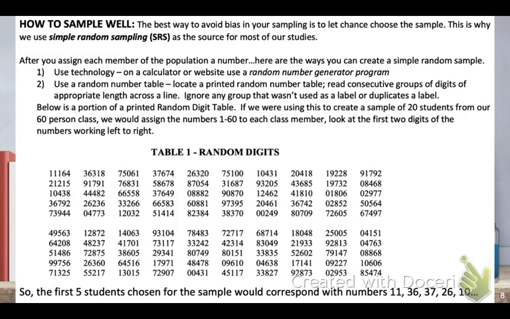So the first 5 students chosen for the sample would correspond with the numbers 11, and then we move to the next column, 36, and then we would skip 75 because we only have 60 in our group, then 37, then 26, then 10.